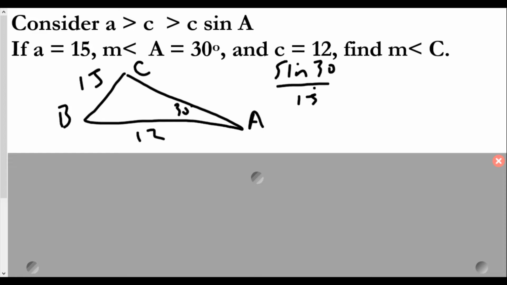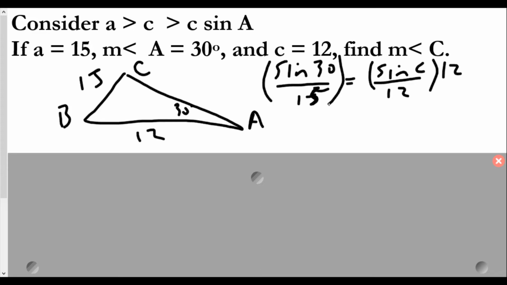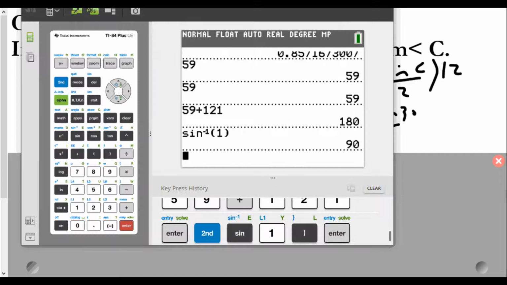Sine 30 over 15 is equal to the sine of C over 12. Okay, so we multiply both sides by 12, and we get the sine of C equals 12 sine of 30 over 15. We'll bring our calculator back with us.